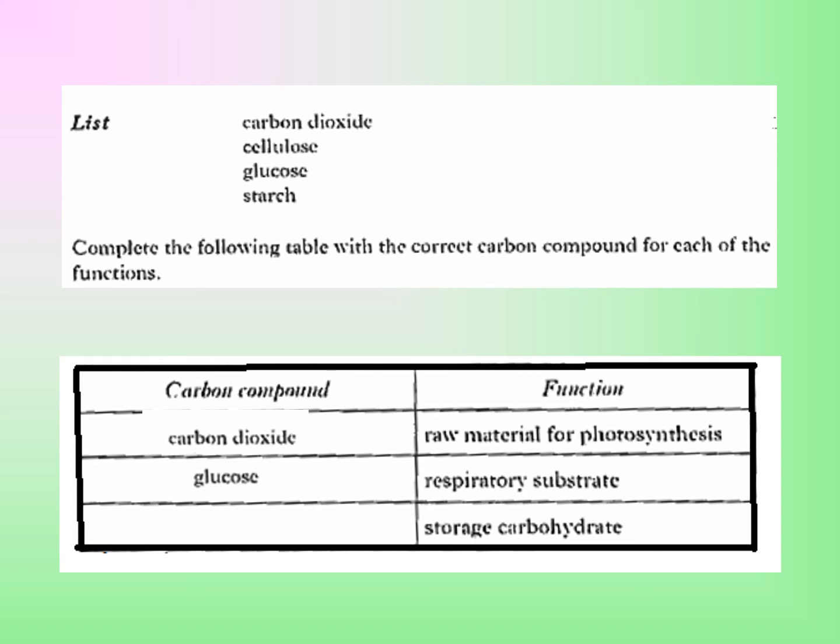And what would a storage carbohydrate be? Now, remember when we did photosynthesis, the plants obviously combine hydrogen and CO2, carbon dioxide, to form glucose. But they don't use all that glucose up in respiration straight away. Sometimes they might store it as starch.